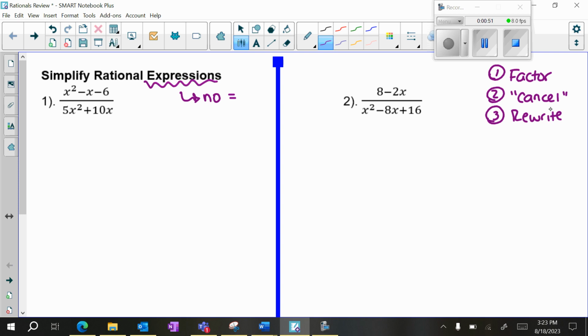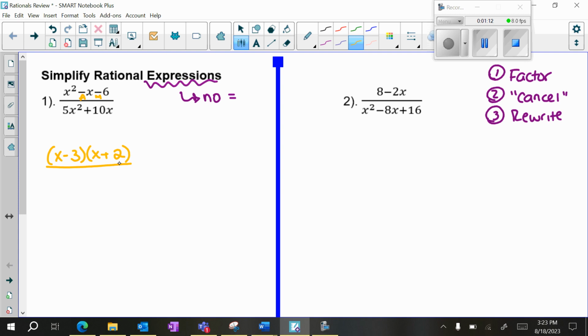In number 1, I have a trinomial in the numerator that I'm going to use AM on to factor. So 1 gets a plus, 1 gets a minus. I'm looking for factors that multiply to 6, add to 1. Bigger number comes first, so it's minus 3 plus 2.